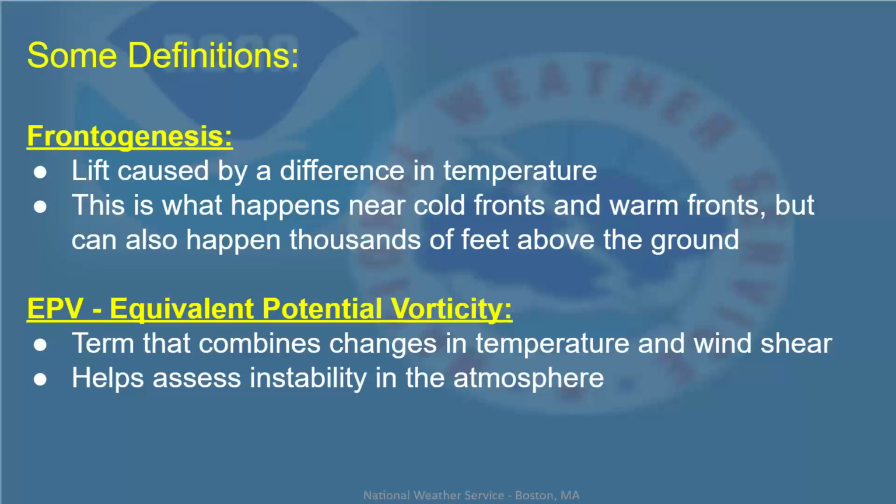Then there's a new one, called EPV, which stands for equivalent potential vorticity, and don't let that scare you. EPV is looking at instability in the atmosphere, especially during the winter when we don't have a lot of instability like we do in the summer. It combines changes in temperature and changes in wind shear, but it's really just looking at instability. The combination of the two, lift from frontogenesis and instability from EPV, are our signals for getting thundersnow, and we'll describe that a little bit more.